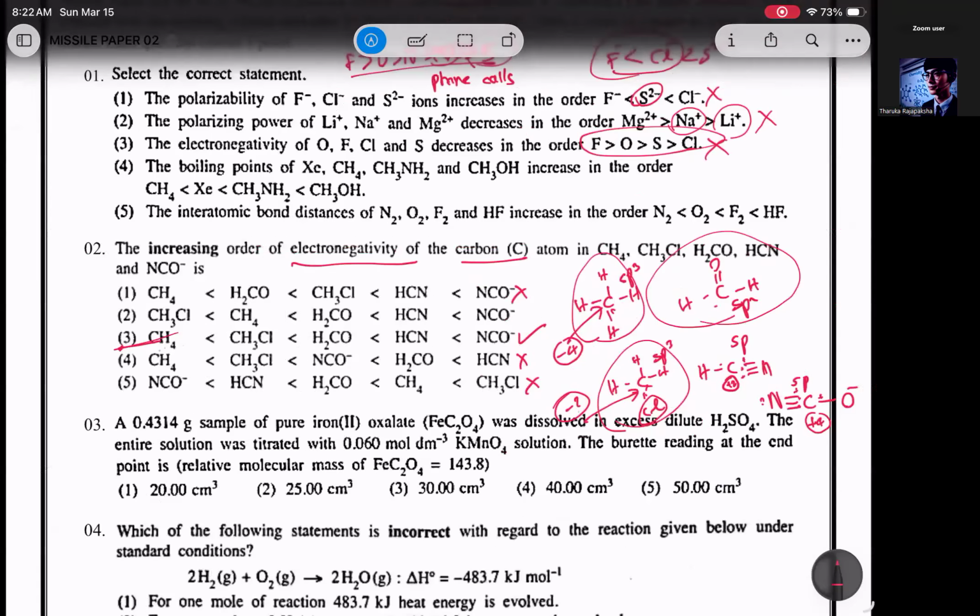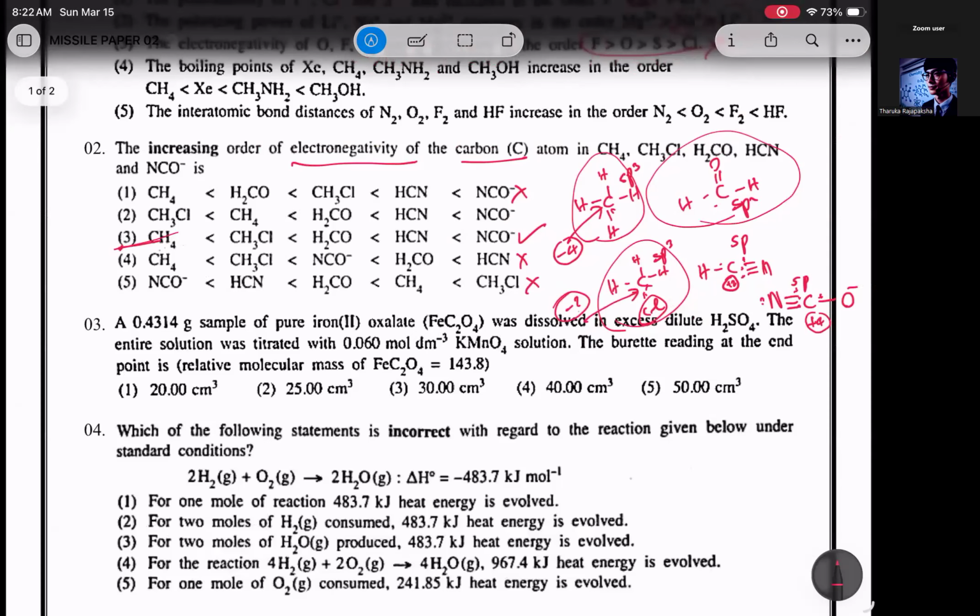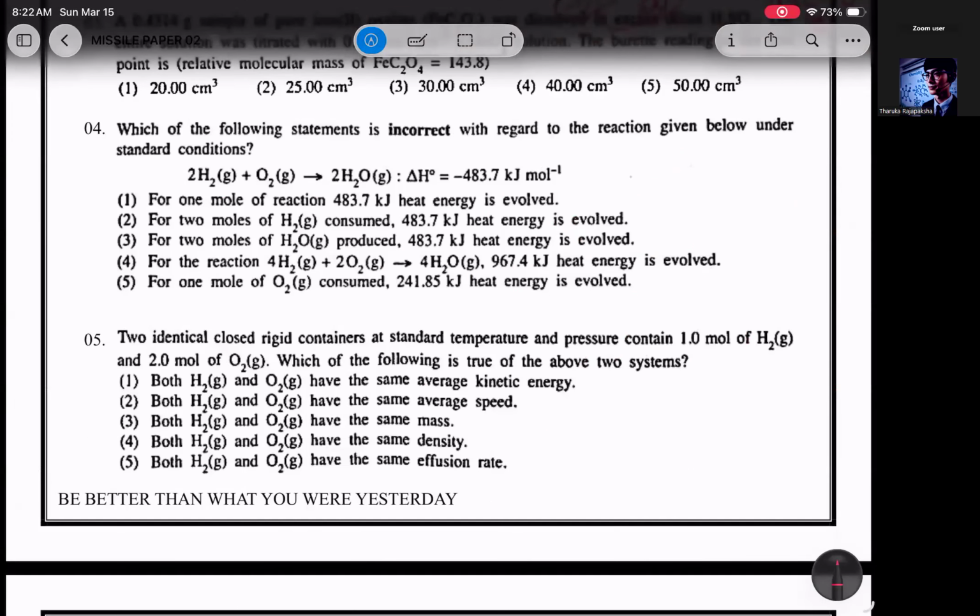Okay. Fifth question. Two identical closed rigid containers at standard temperature and pressure contain 1 mole of H2 and 2 moles of oxygen. Okay, so they are at standard temperature and pressure. Two identical closed rigid containers, volume is constant, right? Temperature is constant and pressure is also constant. Don't forget that P, V, and T are constant, right? 1 mole of hydrogen and 2 moles of oxygen. So their mole value is different.